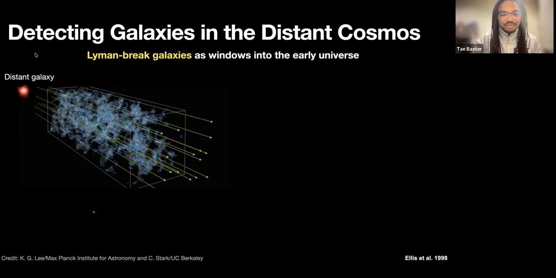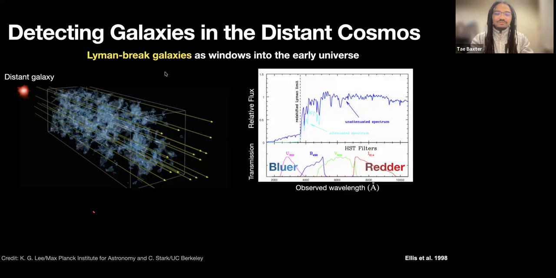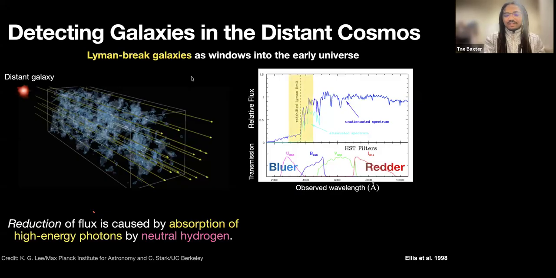As you can see in this image, you have this distant galaxy, and in between Earth and the source, there's a bunch of gas. If you look at their spectrum, what this shows on the top is the relative flux. You can think about it as the amount of light that's passing through as a function of the wavelength you're looking at. On the left, you have bluer light, and on the right, you have redder light. These galaxies are characterized by having this kind of break here towards the bluer wavelengths. We call this the Lyman limit.